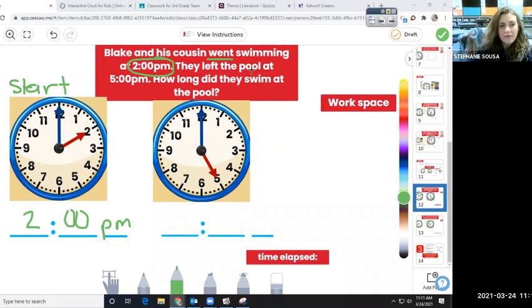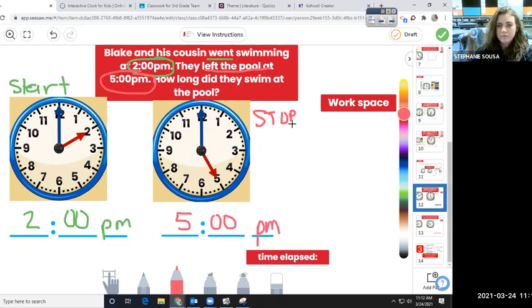Then they left the pool. When people leave something, that tells me it's over. So that is the stop time. The stop time was 5 p.m. I'm going to write that down. 5 p.m. Okay, so they went, that's when it started. They left, that's when it stopped.